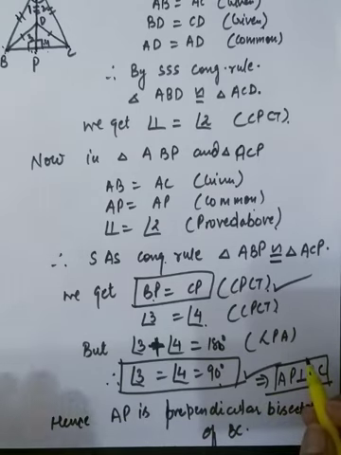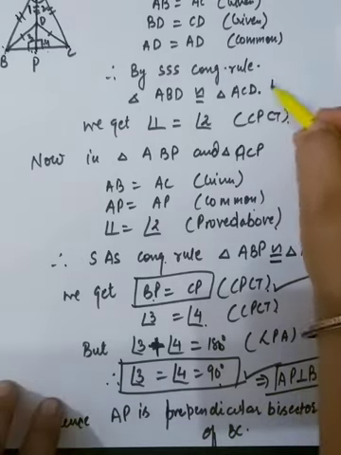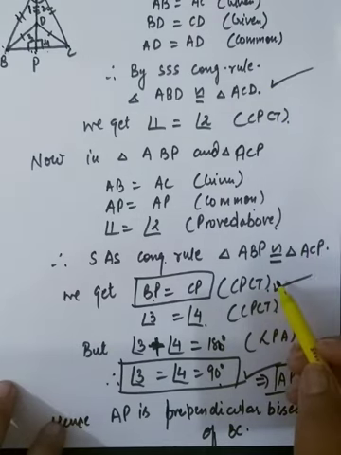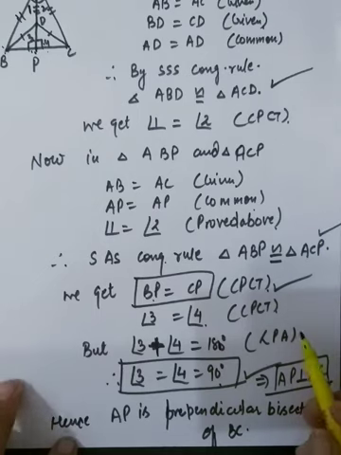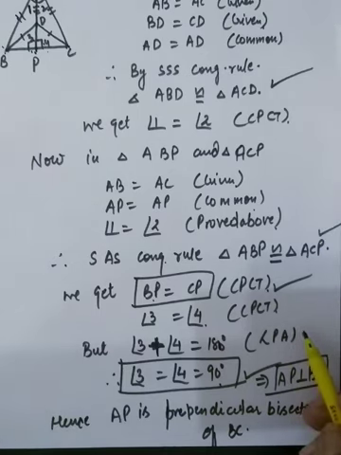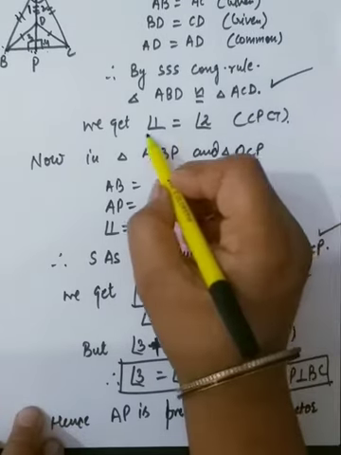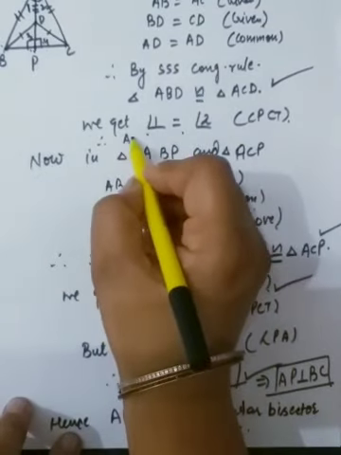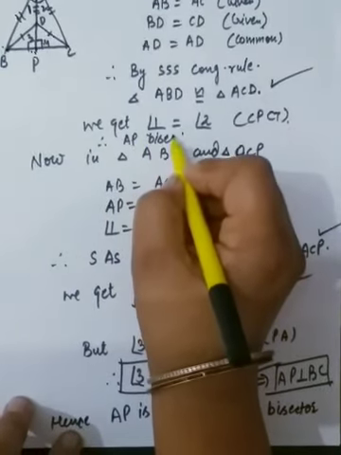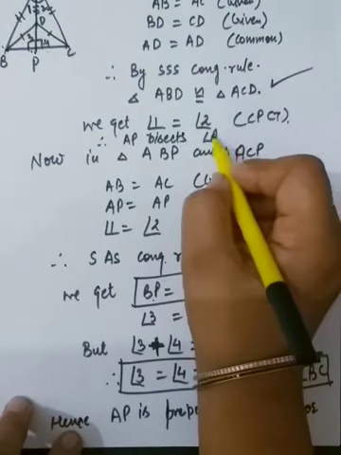First part is proved, ABD is congruent, you have proved. Second part, triangles ABP and ACP, we have proved congruent, and part 4th is done. We are left with part number 3rd only. AP bisects angle A. This is already proved. This part, angle 1 is equal to angle 2, shows that AP bisects angle A.